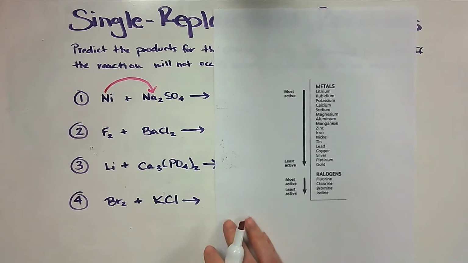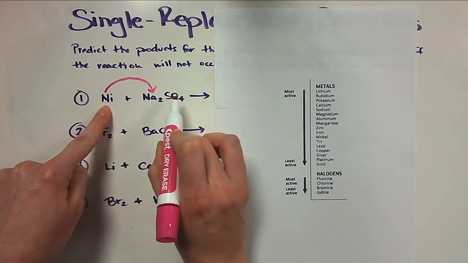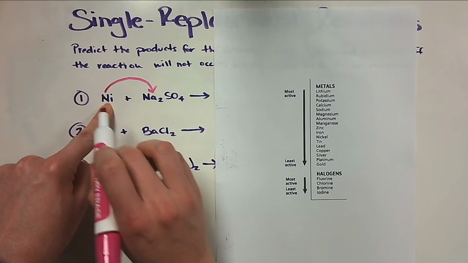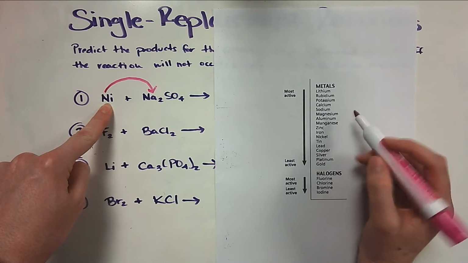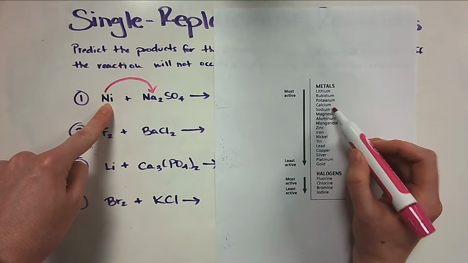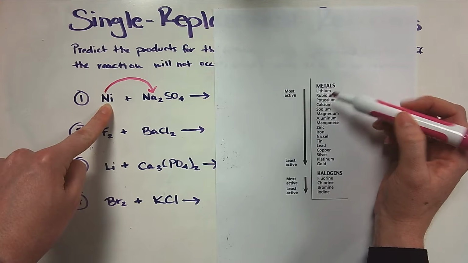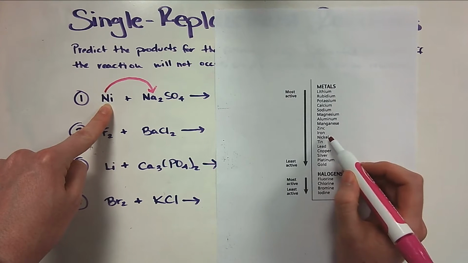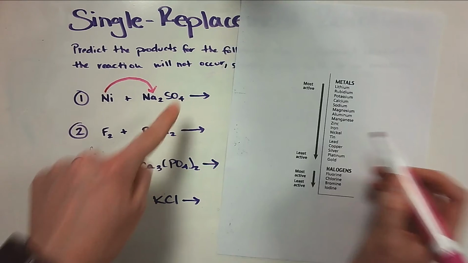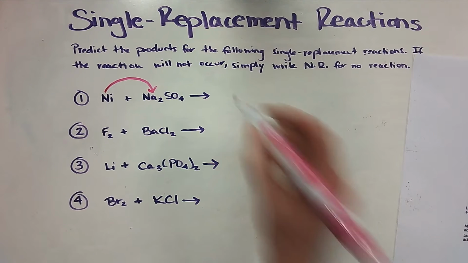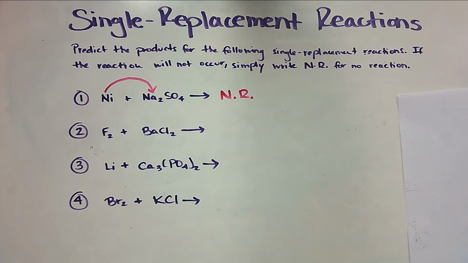To do that, we're going to look at our activity series. The only way that nickel can replace sodium and form a compound with the nitrate group is if nickel is more reactive, or active, than sodium. So we're going to locate both nickel and sodium up top. Sodium is actually most active. The higher up on this particular list, the more active. So sodium is more active than nickel. What this means is that nickel is not active enough to take this nitrate group away and form a compound with it. So this reaction will not occur, and we are going to write NR for no reaction.